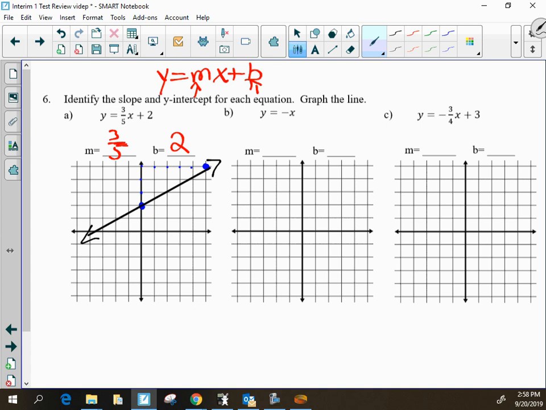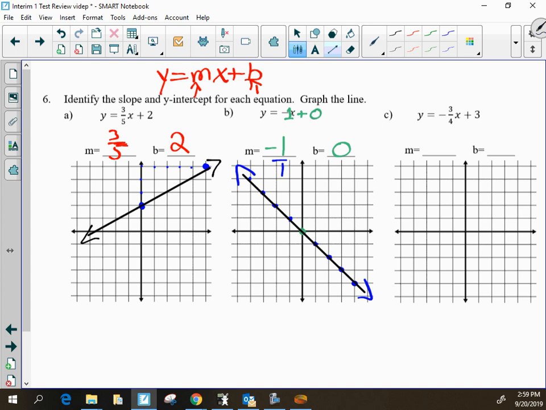Now, B is a little tricky, but it's important to remember that if there's no number in front of the x, the implied number is 1. If there's no number added or subtracted to the end, the implied number is 0. So the slope is -1. The y-intercept is 0. And so we start at 0, and then to change a whole number into a fraction, you just write it over 1. So this is down 1 over 1, down 1 over 1, down 1 over 1. The pattern goes both ways. Take our ruler, draw a straight line, put arrows on either end.